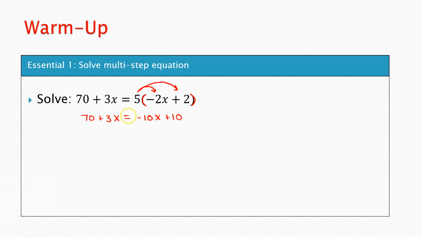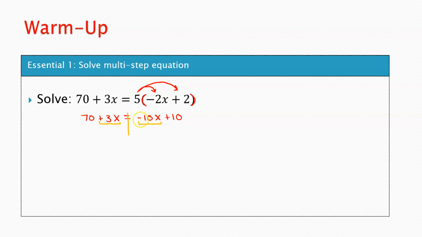All right, at this point, I see that I do have like terms. I have a negative 10x and I have a positive 3x on the other side. So I do want to put those together. It's up to you which one you want to move over. Personally, I prefer moving the smaller one. It's just, usually you'll end up with positives instead of negatives. I prefer working with positives. So the smaller one here is actually the negative 10. It's actually a lot smaller than the positive 3.